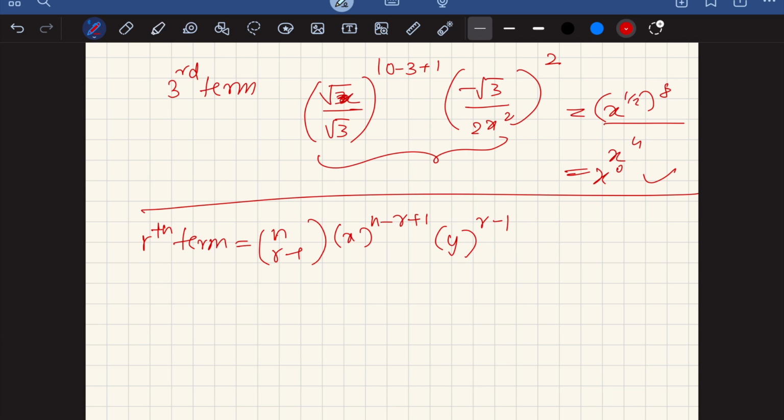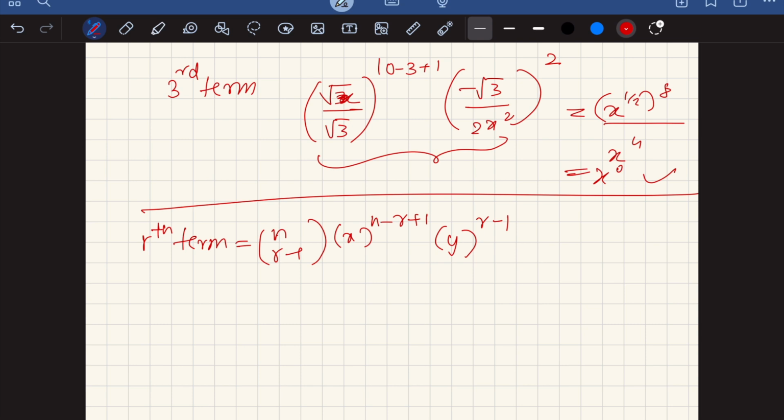Right, so what you get here is square root x to the 8 divided by x to the 4, which is x to the 4 by x to the 4, which gets cancelled off, so you just get a constant. So that answer is correct, but how do we arrive at this? So the answer is the third term, which most of you answered. How do we get to it? We will use the same formula.